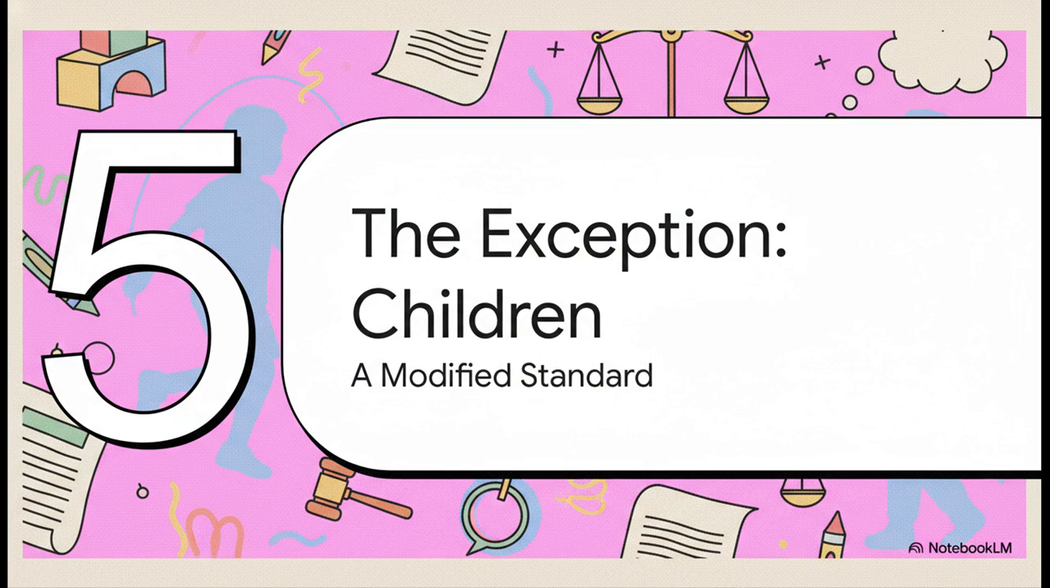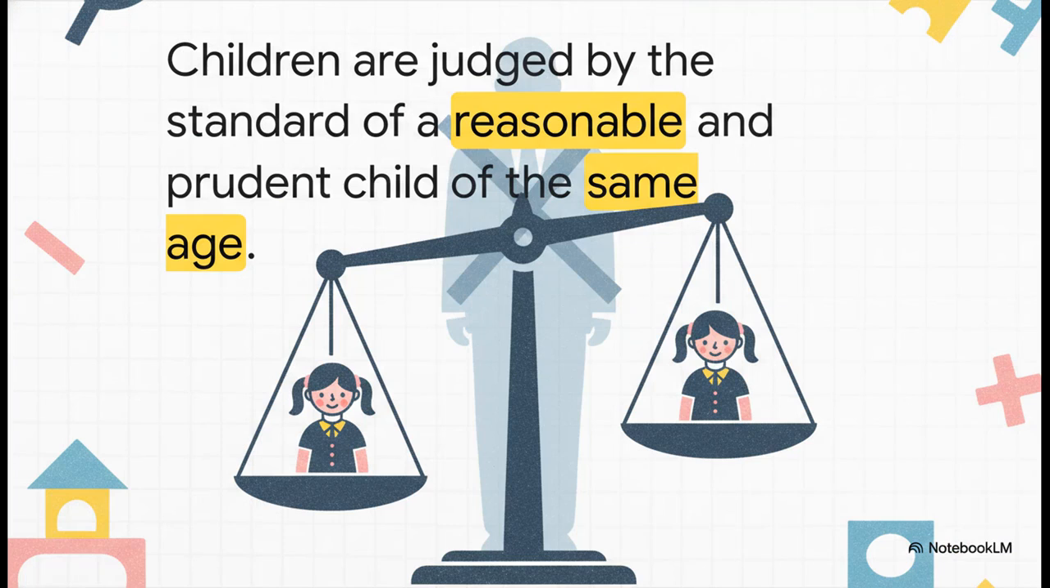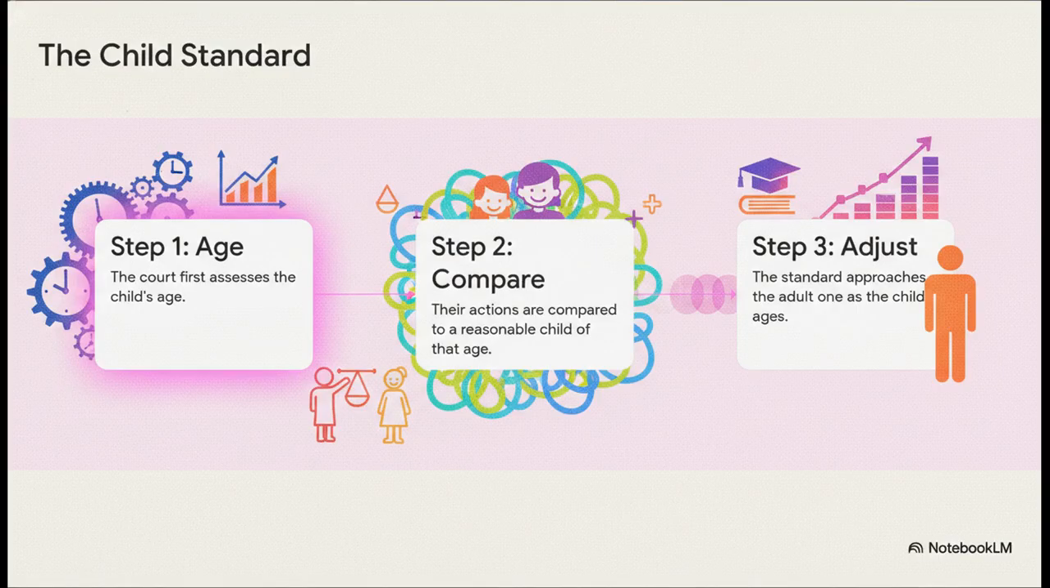The law does recognize that, well, it would be completely unfair to judge a kid's actions by the same standard we use for an adult. This idea was really cemented in a case called Mullen v. Richards, which actually involved two schoolgirls having a mock sword fight with plastic rulers. The court decided that a special, modified standard was needed for kids, one that judges them against a reasonable child of the same age. So, how does this work in practice? First, the court looks at the child's age. Then it compares what they did to what a reasonably sensible child of that very same age would have done. And, of course, as a child gets older and closer to adulthood, this standard gets progressively closer to the adult one.